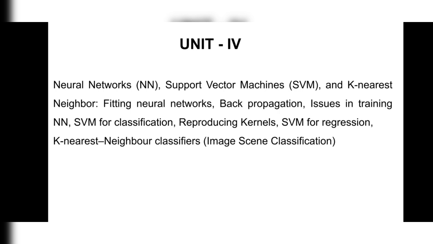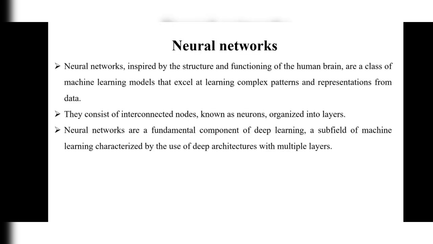Okay, let's see one by one here. First, neural networks. Okay, what are neural networks? Neural networks are inspired by the structure and the functionality of the human brain. Okay, this neural network is inspired by what? Structure and functionality of the human brain. They are a class of machine learning models that excel at learning complex patterns and representations from the data.